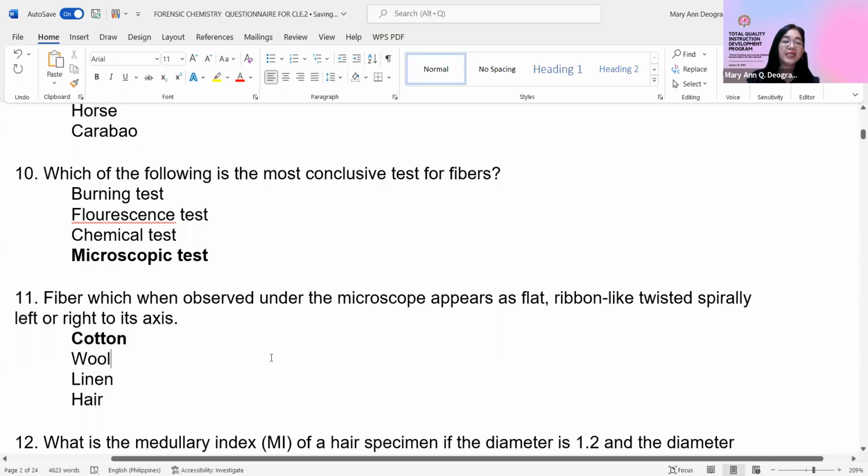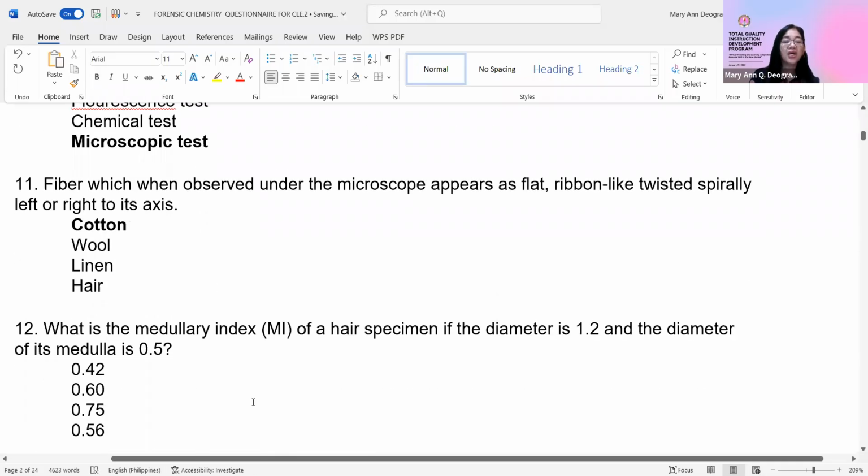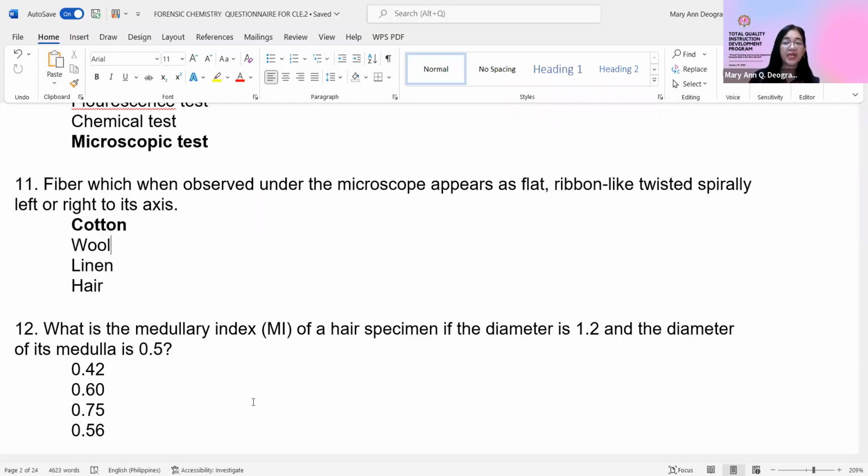Alright. So MI ulit tayo. What is the medullary index of a hair specimen if the diameter is 1.2 and the diameter of the medulla is 0.5? So ang sabi ko sa inyo dati is, all you have to do is to divide. So, divide the given diameter of the medulla, which is 0.5, then divide it by 1.2. Ano sagot?